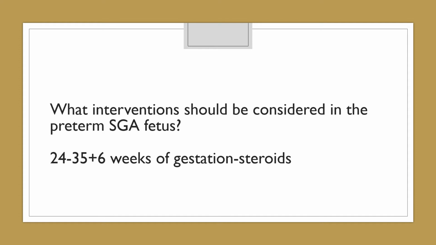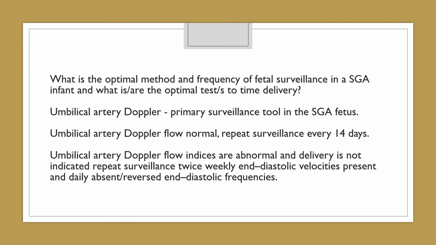What interventions should be considered in the preterm SGA fetus? So somebody who is between 24 and 35 plus 6 weeks, you want to be giving them steroids if they are a SGA baby. What is the optimal method and frequency of fetal surveillance in an SGA infant, and what are the optimal tests to time delivery?